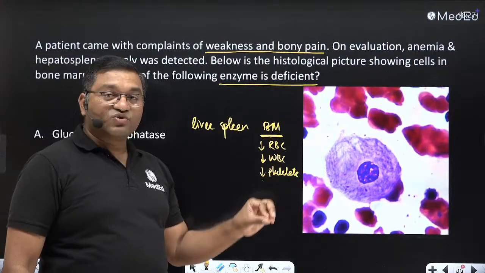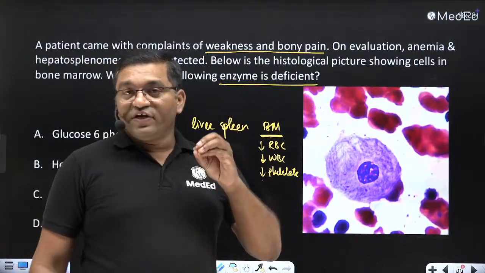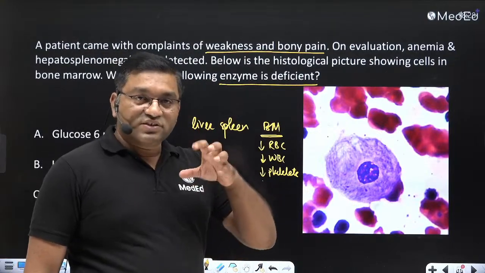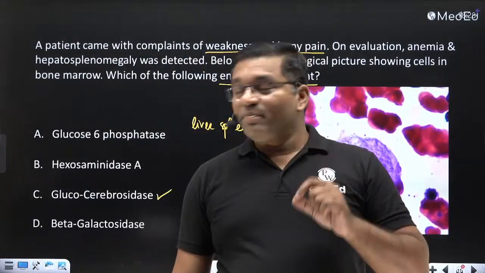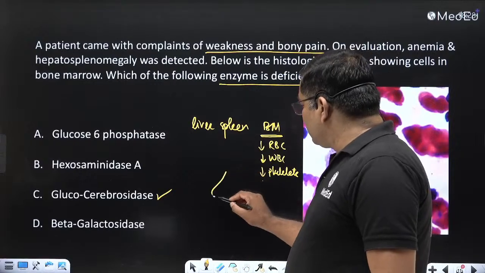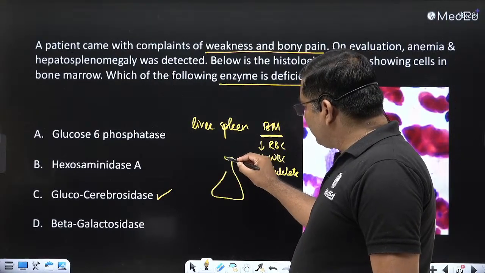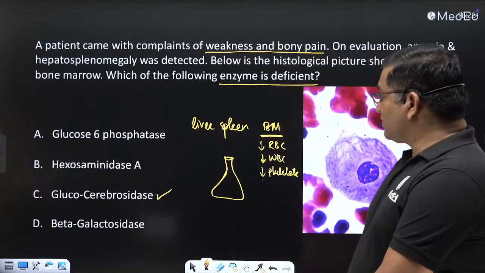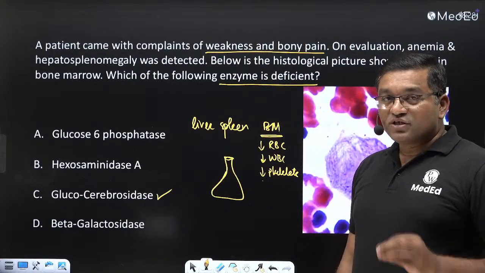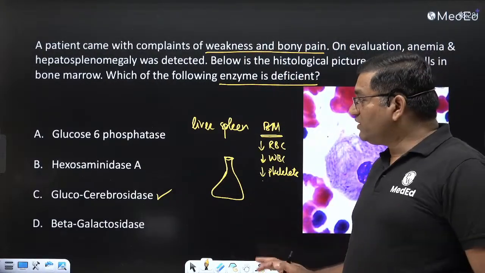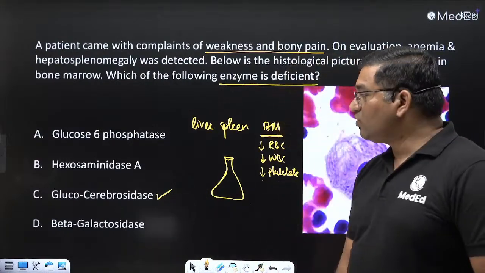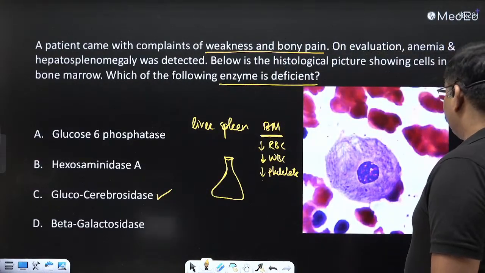Also there is avascular necrosis of the bone, frequent bone fracture, and an X-ray deformity known as Erlenmeyer flask deformity. This is seen at the end of the femur on the X-ray. So this is very, very important. Gaucher's disease, remember this point. So here the answer is glucocerebrosidase.